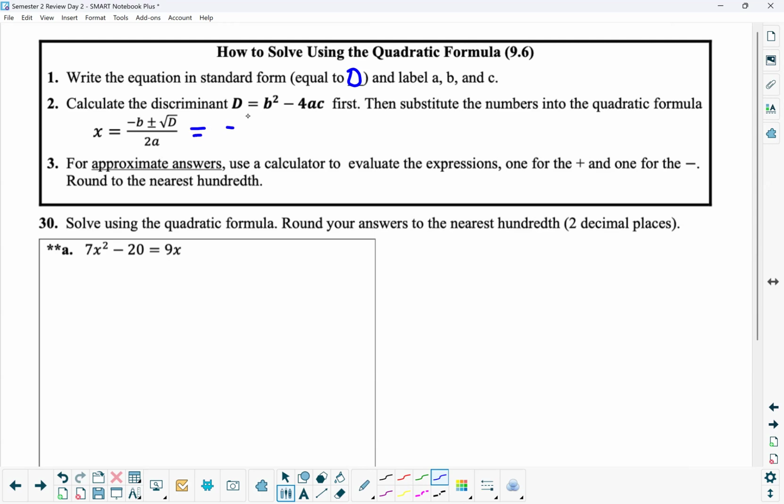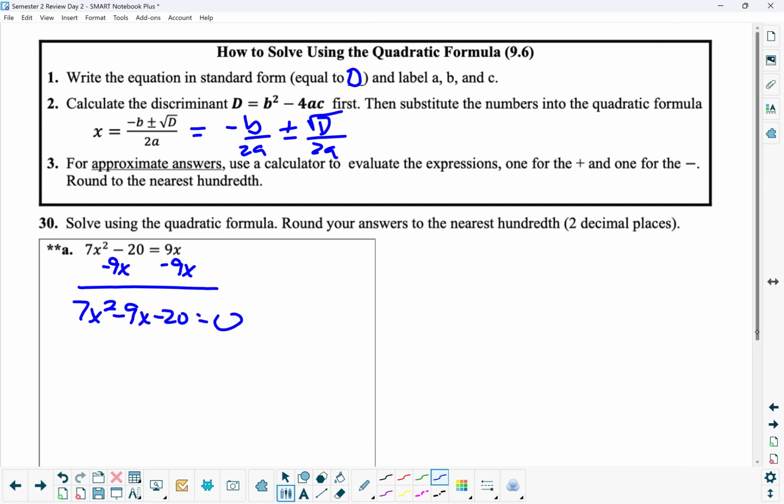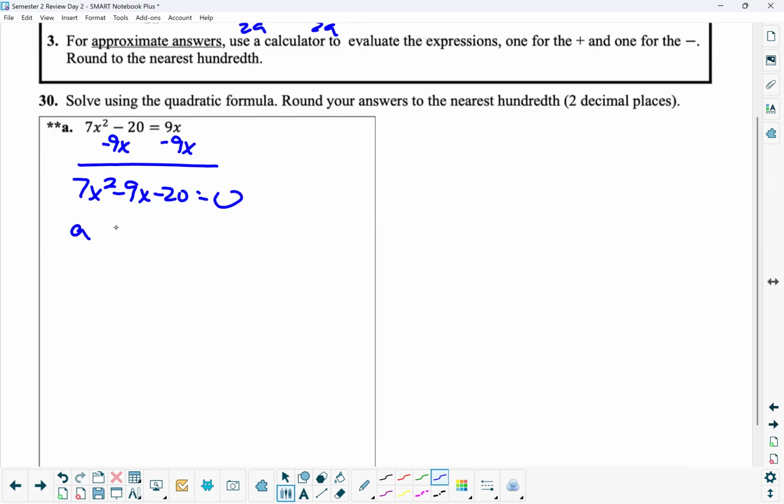I prefer to do the opposite of B over 2A plus or minus the square root of D over 2A. Just a personal preference if I'm not rounding my answers. So for number 30, we need to get this equal to 0. So I can do that by subtracting 9x. 7x squared minus 9x minus 20 equals 0. A is 7, B is negative 9, C is negative 20.